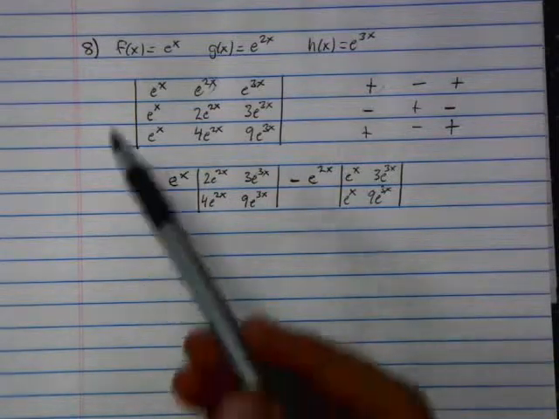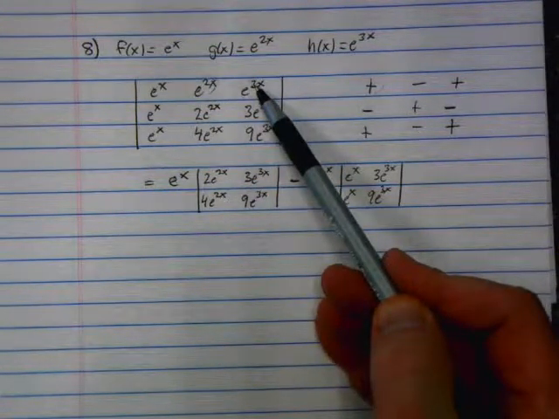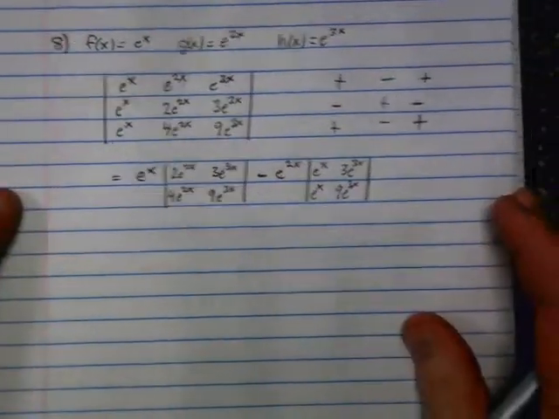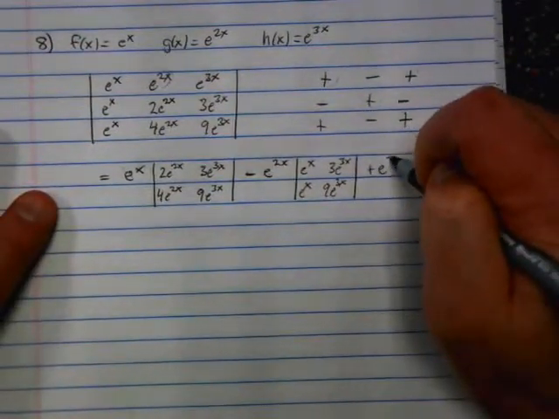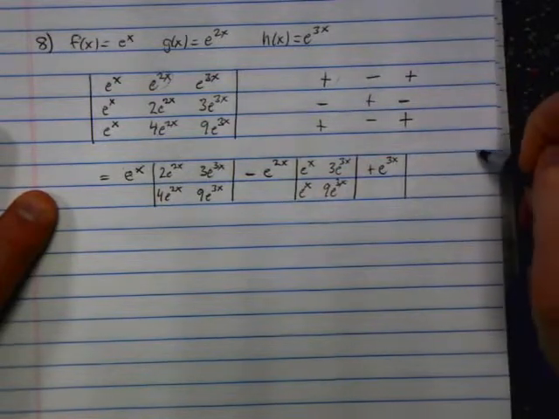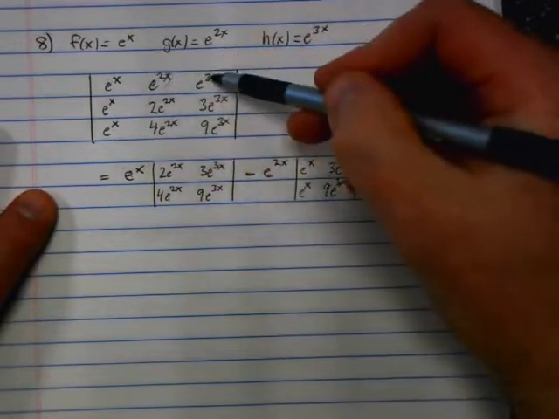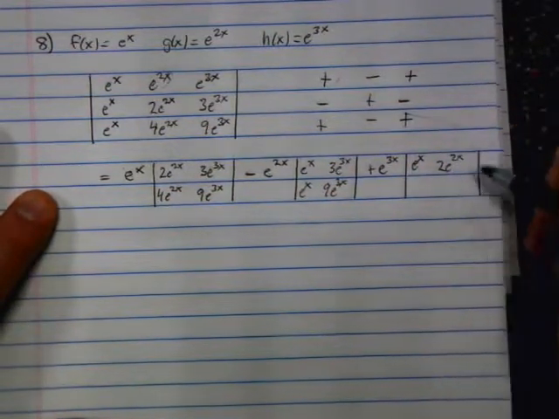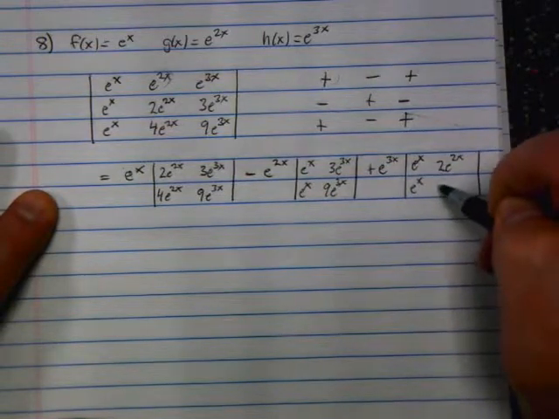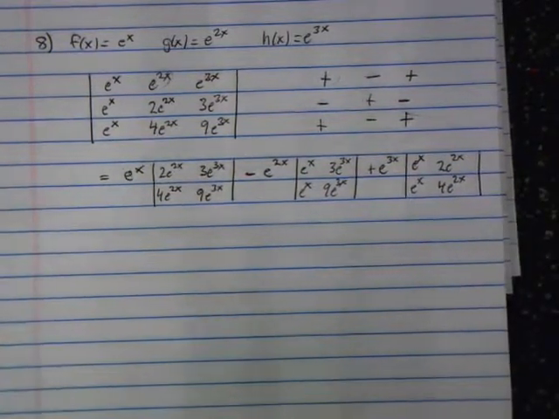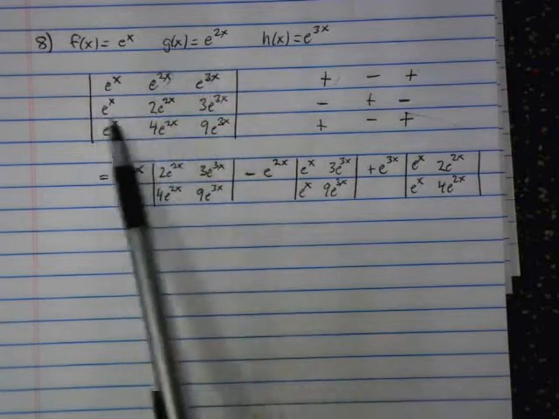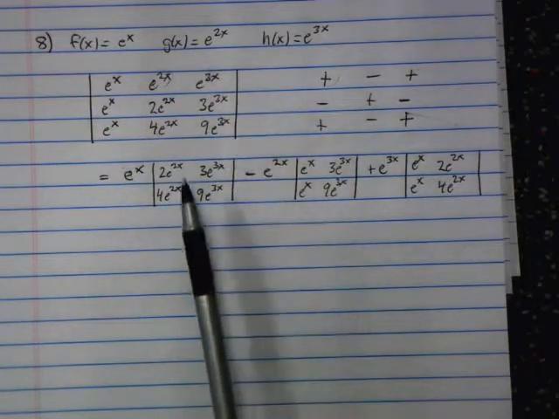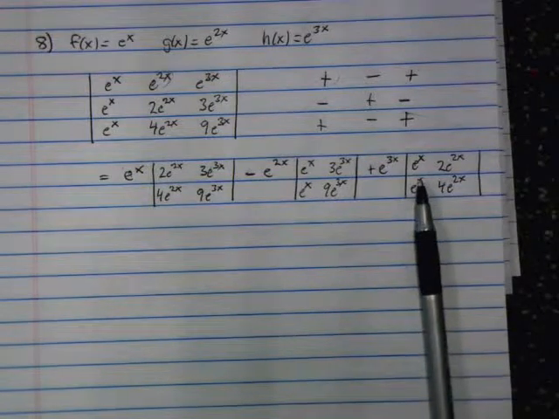And finally, I go to the last position. The last position is an e to the 3x. In my sign chart, that's a plus. So plus e to the 3x. Cross out its row and its column. So I have e to the x, 2e to the 2x, e to the x, and 4e to the 2x. So notice what we did. We took a 3 by 3 matrix and we reduced it to having 3 2 by 2 matrices.